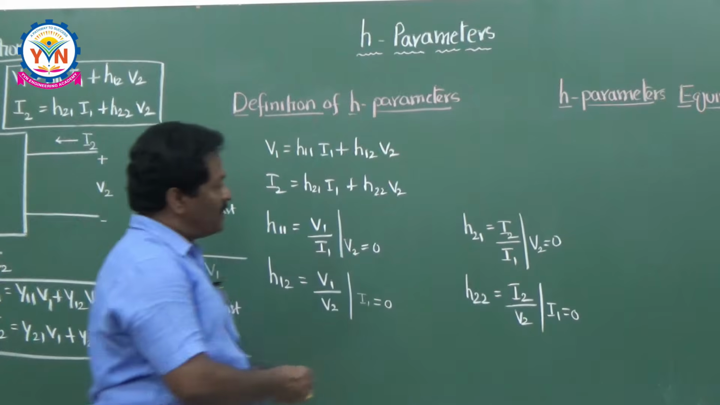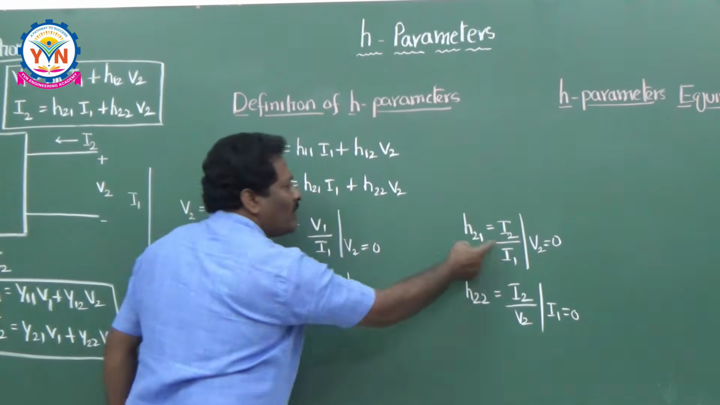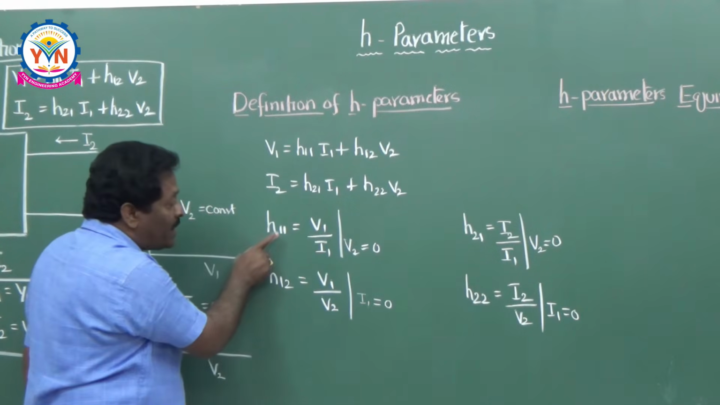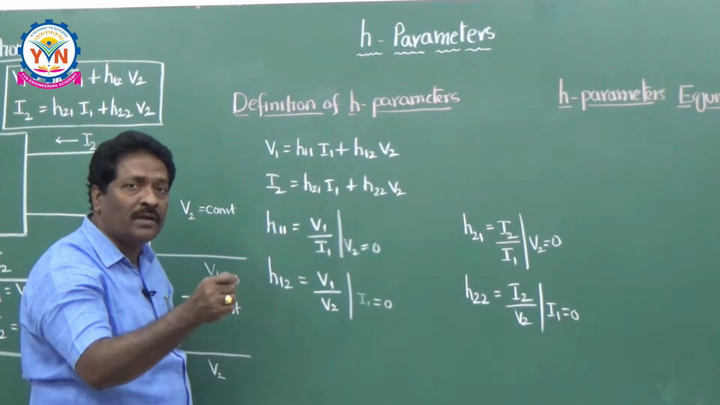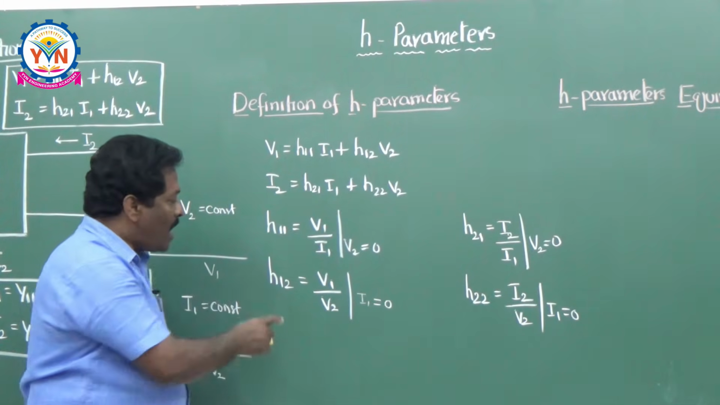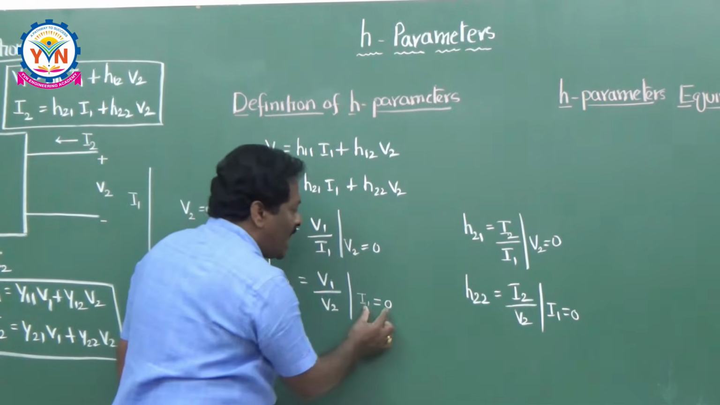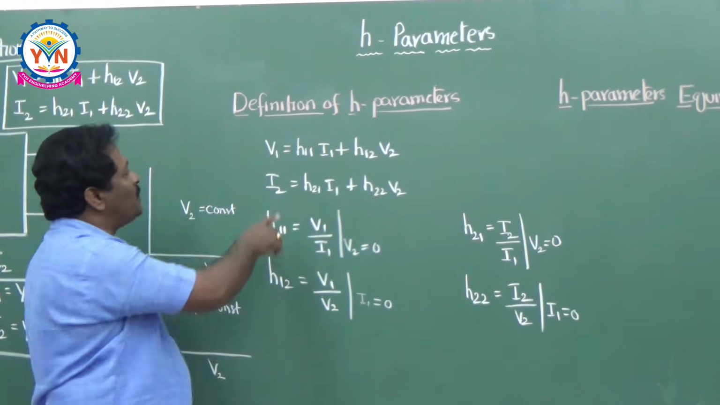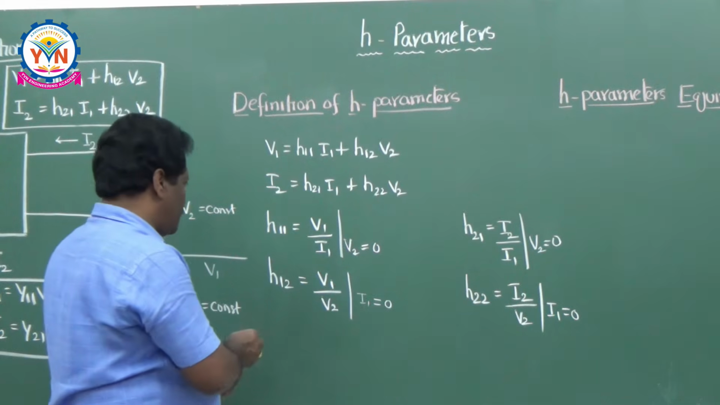So just observe closely, my dear friends. Here these two parameters are actually for V2 is equal to 0. That means whenever you are determining H11 and H21, you have to short circuit the output circuit. And whenever you are calculating H12 and H22, I1 must be equal to 0 means input circuit should be opened.